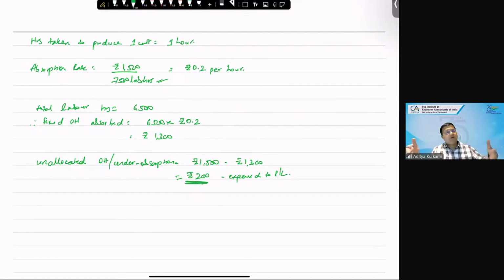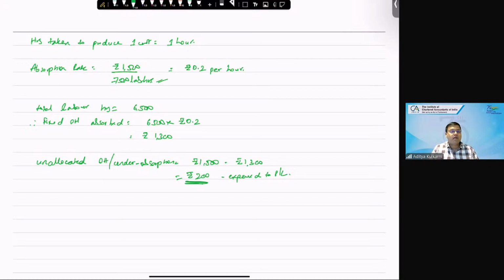If there is under absorption, there is under absorption. Take the hit to your P&L, go ahead, because you cannot carry forward this. See, absorption costing gives you four methods of treatment of under or over absorption. First method is carry forward, where this 200 under absorption, I will carry forward to the next year. But financial accounts cannot provide carry forward option.